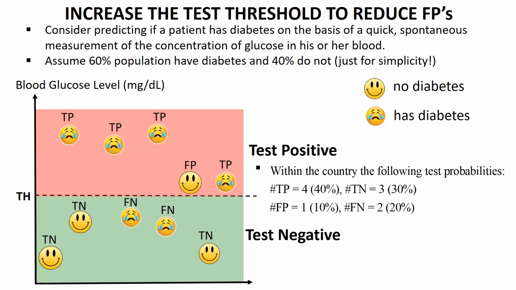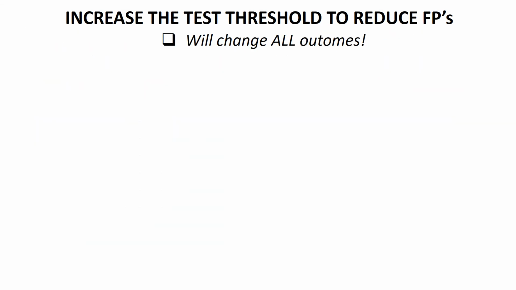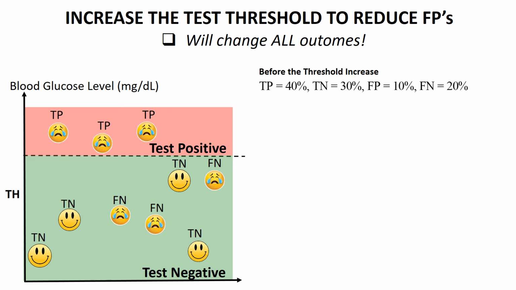Now, how could I reduce the number of false positives? One way of doing that is to simply change the threshold. So what I'm going to do here is increase the test threshold to reduce the false positives. It's not very difficult to see that this will change all outcomes, because there are 4 outcomes: true positive, false positive, true negative, and false negative. So I've increased the threshold. I'm looking for a much higher threshold of blood glucose before I will say that the person has got diabetes.